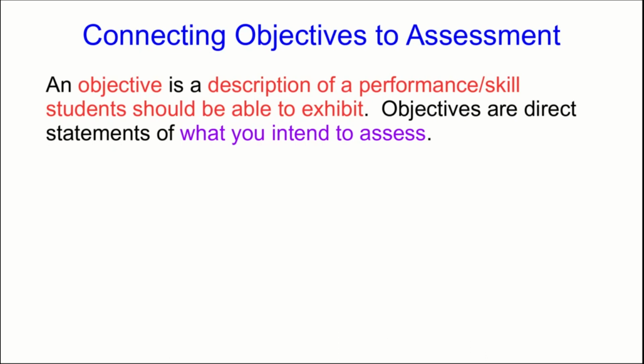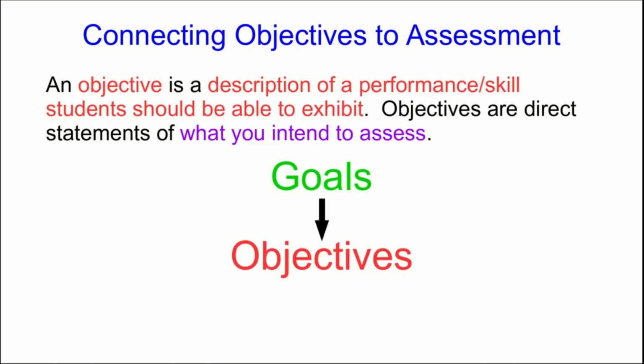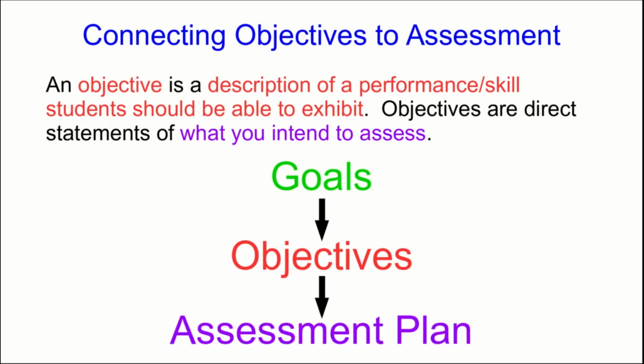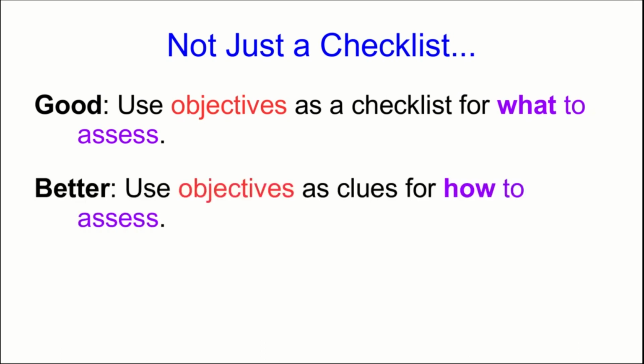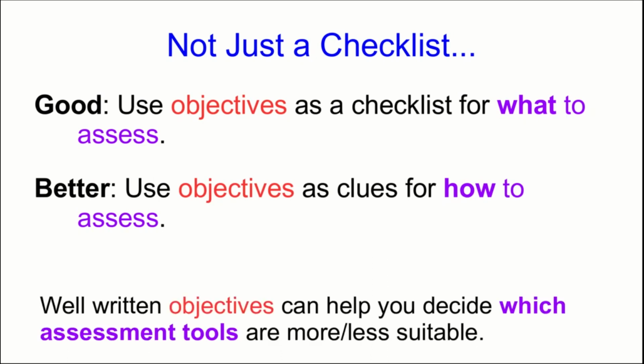So the process of course planning when you're doing it with this method is to start with your goals, break them up into more detailed objectives, and since they are statements of things students will do, they will allow you to make a detailed assessment plan. So your objectives give you a checklist of what to assess, but you can actually go farther than that. As we'll see in the following lectures, we can also use our objectives for clues on how to assess. In other words, if we write our objectives carefully, they can help us decide which assessment tools are most suitable.